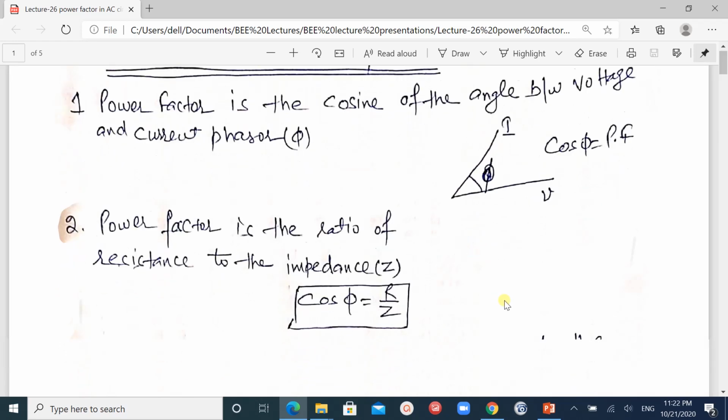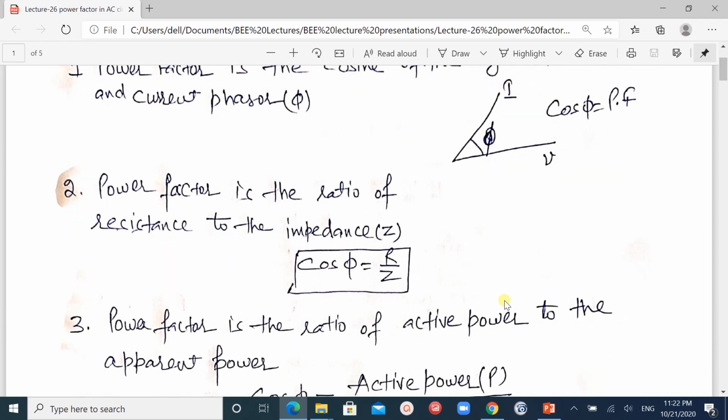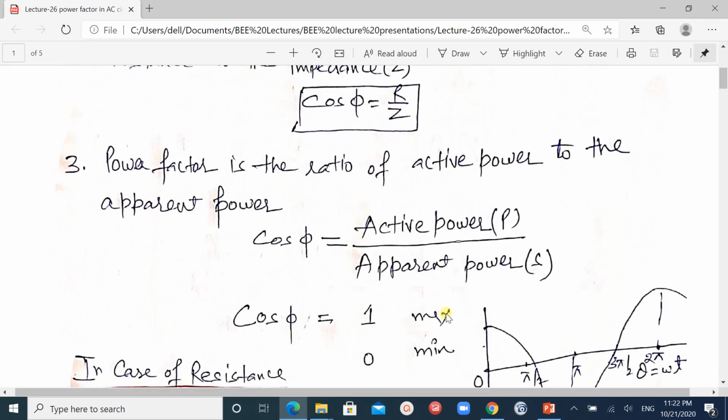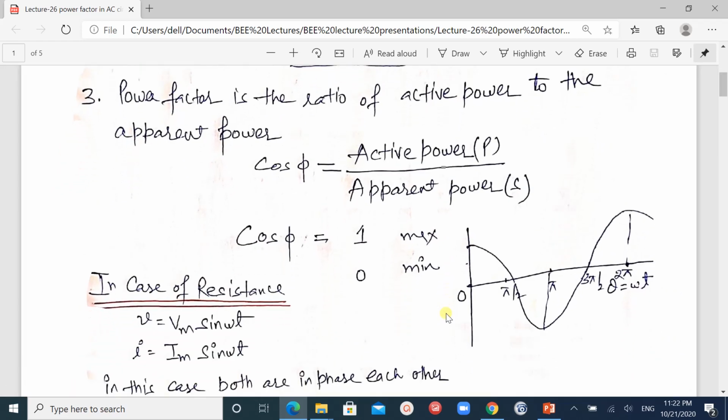Second, the power factor is the ratio of resistance to the impedance. Impedance is given by Z, and cos phi is equal to the ratio of resistance R upon Z. And the third definition is the power factor is the ratio of active power to the apparent power. Active power is denoted by P and apparent power is denoted by S. What do we mean by active power and apparent power? We will discuss in this lecture. Cos phi equal to 1 means maximum, 0 means minimum.